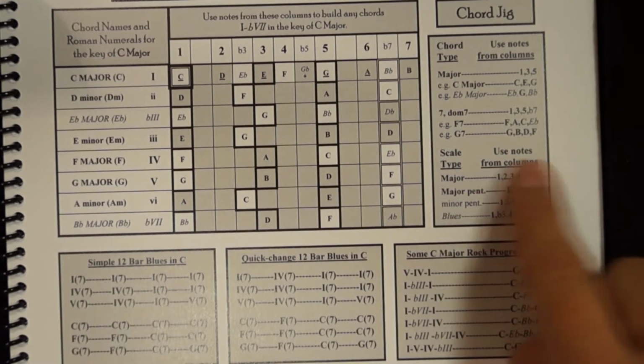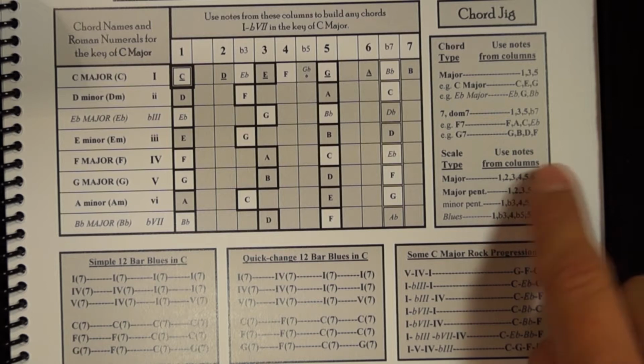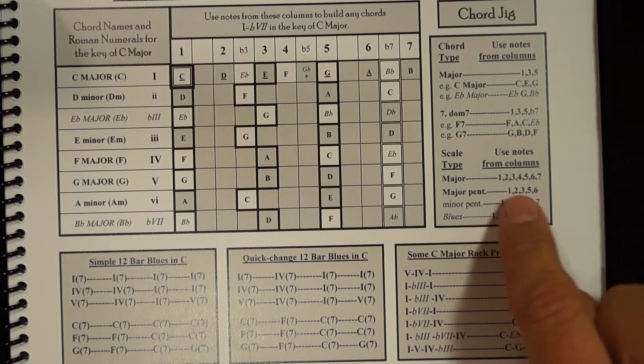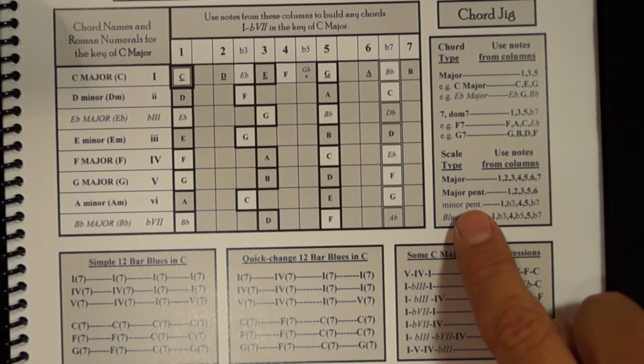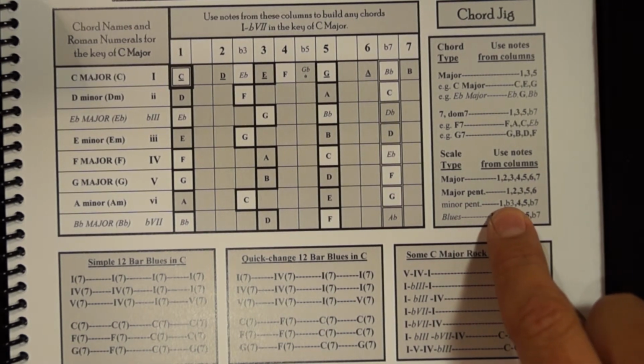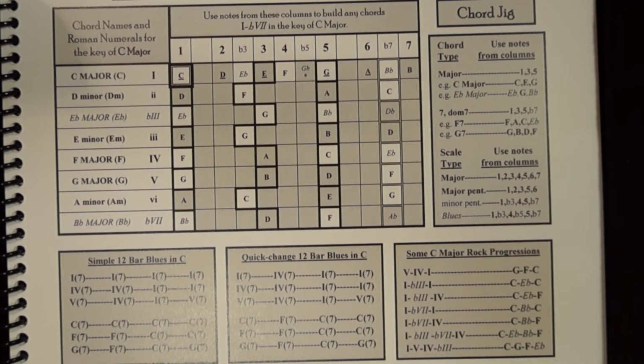And if you want to review how scales are built, major scales are built in the 1, 2, 3, 4, 5, 6, 7 notes. Major pentatonic is 1, 2, 3, 5, 6 notes. Minor pentatonic is 1, flat 3, 4, 5, flat 7. And then I'll show you the blues in a sec.